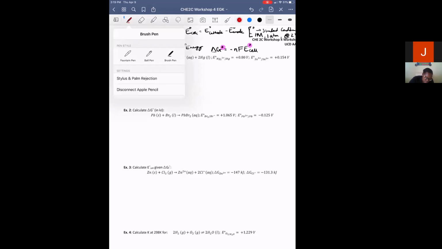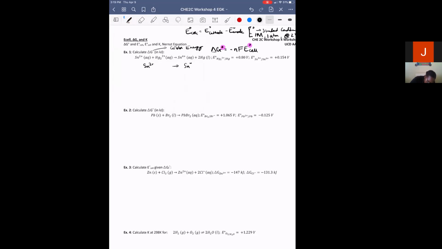So if we were to write out our half reactions, we have tin 2 going to tin 4, and we have mercury, Hg2 2+, going to 2 equivalents of mercury. And then we want to include our phase symbols, so mercury should be a liquid there, aqueous here. And then both of our tin species are aqueous.